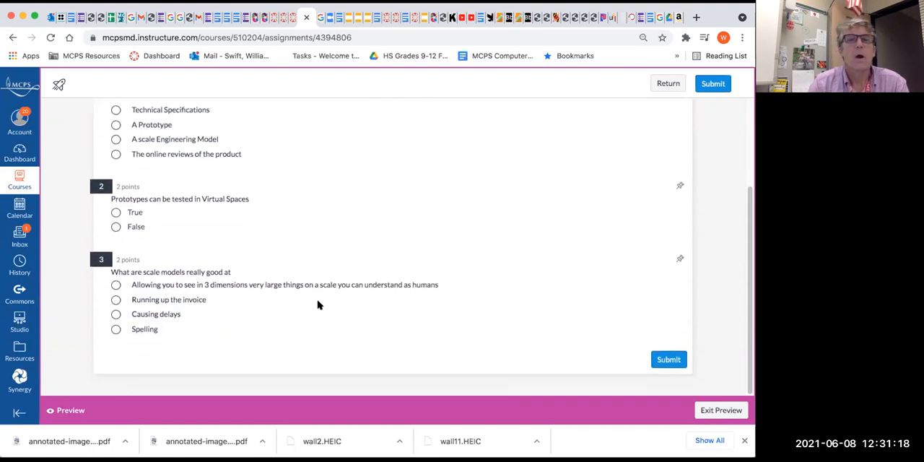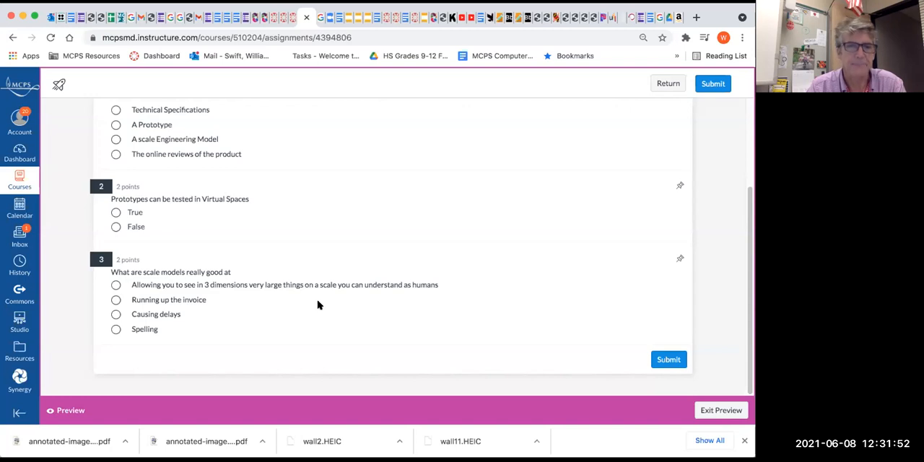Last question. What are scale models really good at? I wanted to sort of differentiate between prototypes and scale models. What are scale models really good at? A, allowing you to see in 3 dimensions very large things on a scale you can understand as humans. B, running up the invoice. C, causing delays. Or D, spelling. Kelly says A. How could it be A? It's so long and involved.